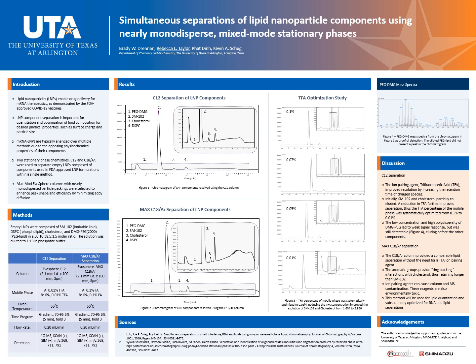For the MAX C18 arrow separation, the C18 arrow column provided a comparable lipid separation without the need for a TFA ion pairing agent. This column uses aromatic groups to provide ring stacking interactions with cholesterol, thus causing it to retain longer than SM102. Ion pairing agents are not ideal for liquid chromatography because they can cause column and MS contamination. They are also environmentally toxic.